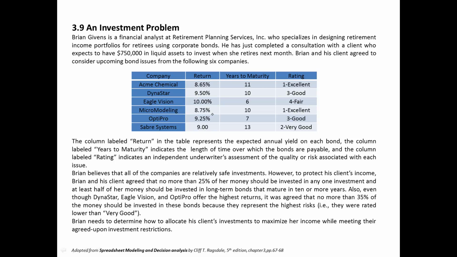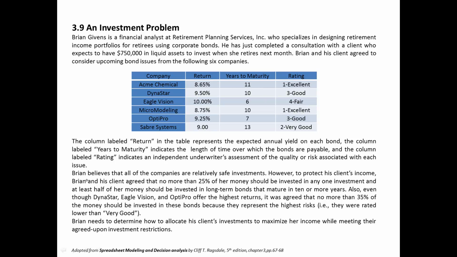The first, the second and the third columns give us the return of each bond issue and the years to maturity of each issue. They are pretty easy to understand as they are common sense. Okay, and for those ratings, this paragraph here gives us some explanation. So a rating indicates an independent underwriter's assessment of the quality or the risk associated with each bond issue. Okay, we're going to use these later.